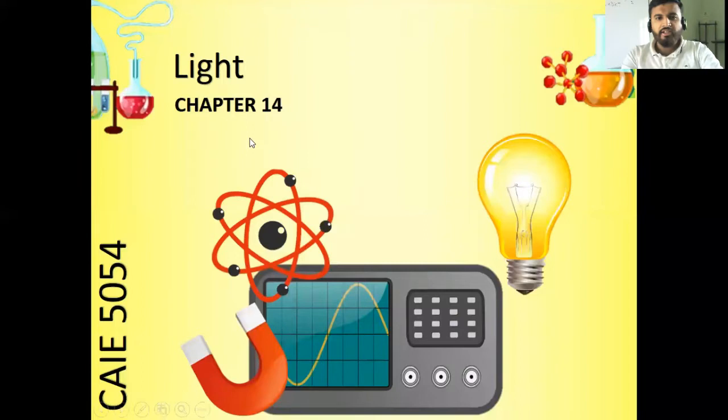This is lesson number 3 on chapter 14, Light, from the Physics 5054 series for Cambridge and O-level students. In our previous videos, we have discussed the basics of reflection and conducted an experiment virtually to learn about the law of reflection for regular reflection cases. Today we will learn about one of the important applications of reflection, and that is plane mirrors.